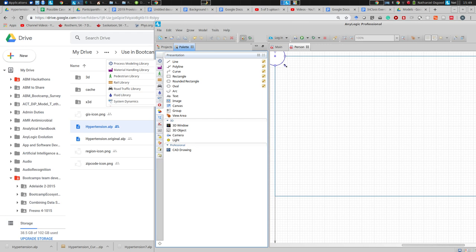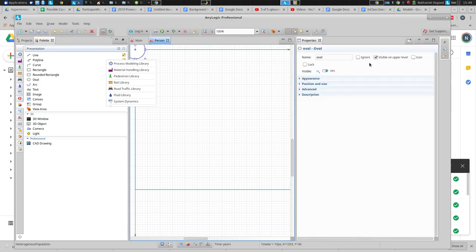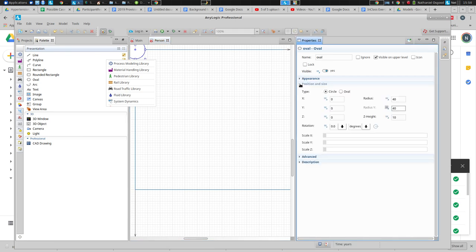They have an oval. Now, I'd like to make that oval a little less big, so I want to show the properties menu here, and I'll do position and size, and I'll change its radius to be 10. How did I do that? I went to the palette, and I just dragged from oval over to person. Then I clicked on this oval in person and got it into the properties window. If you don't see properties, use view properties to see it. Then I opened position and size, and I chose 10 as the radius, okay?